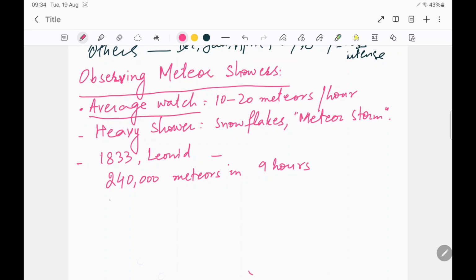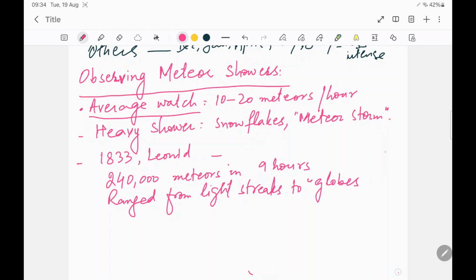And how do they look? Actually, they ranged from light streaks to, it is said, globes the moon's diameter. So that means they were quite light or snow-like or flakes-like, and then they were quite big as well.